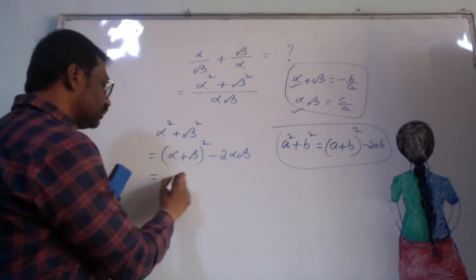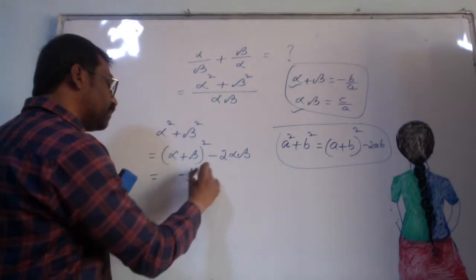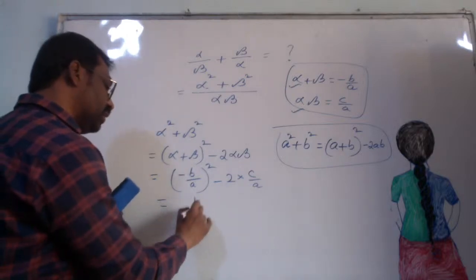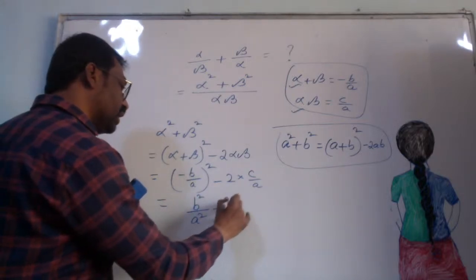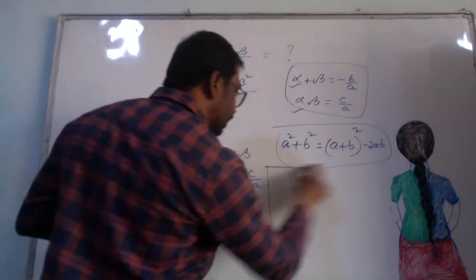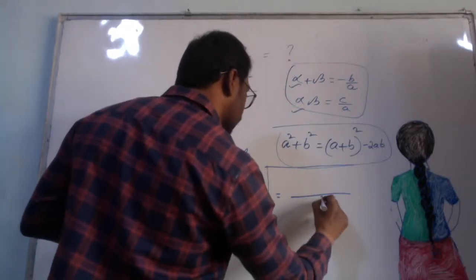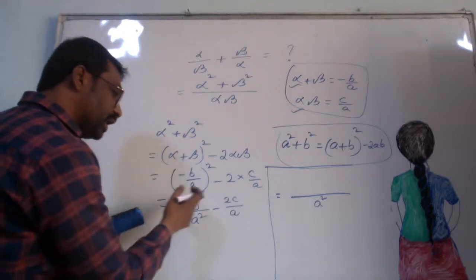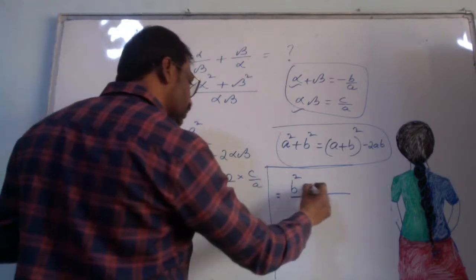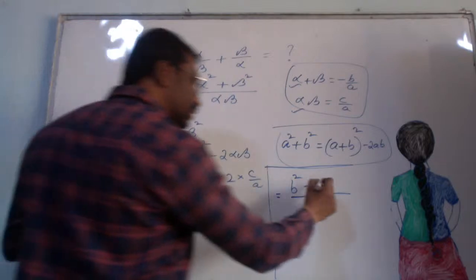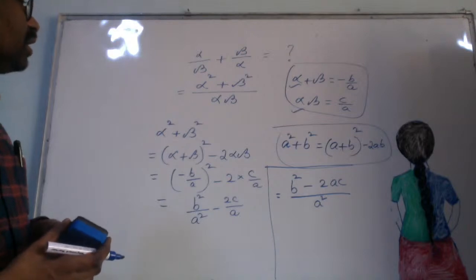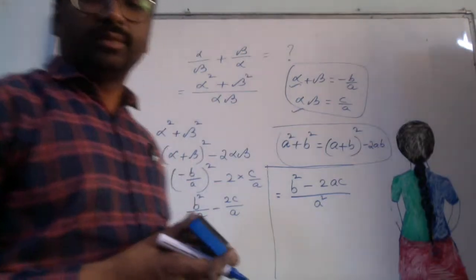So alpha plus beta is minus b by a, and alpha beta is c by a. Then it becomes b square by a square minus 2c by a. Then take the LCM; a square is the LCM now. So here b square minus 2ac by a square is the alpha square plus beta square value.